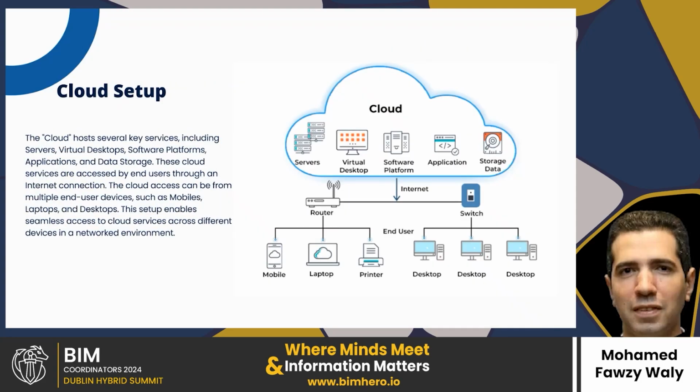How does the cloud work? The cloud hosts several key services, including servers, virtual desktops, software platforms, applications, and data storage. These cloud services are accessed by end users through an internet connection. The cloud access can be from multiple end user devices, such as mobiles, laptops, and desktops. This setup enables seamless access to cloud services across different devices in a networked environment.